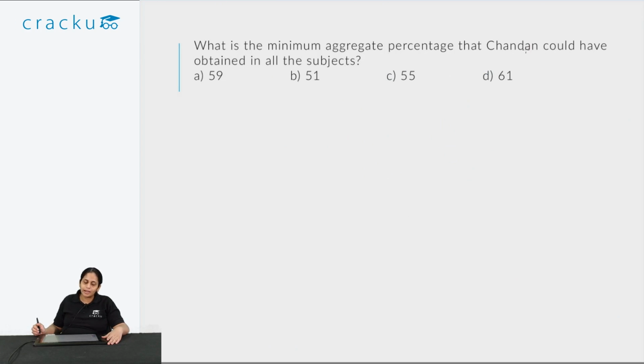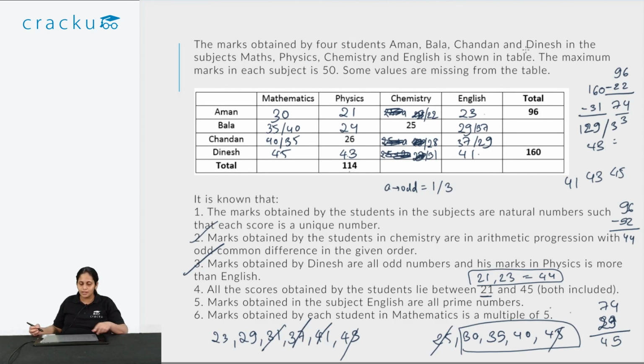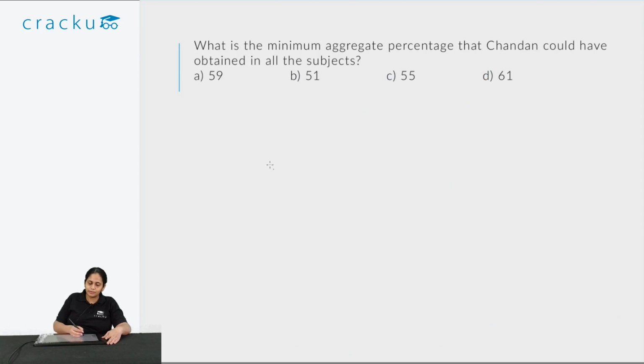What is the minimum aggregate percentage that Chandan could have obtained in all the subjects? So we basically have to first find out his min sum, and divide by 4 to get the min aggregate percentage. So what is the min sum for Chandan? For minimum sum he should get 35 in maths and 29 in English. So that would be 35 plus 26 plus 28 plus 29.